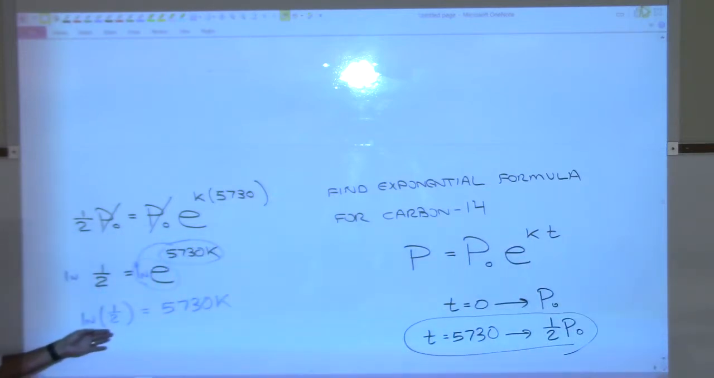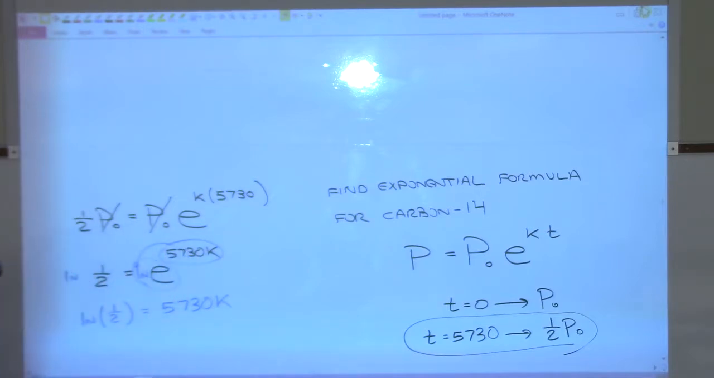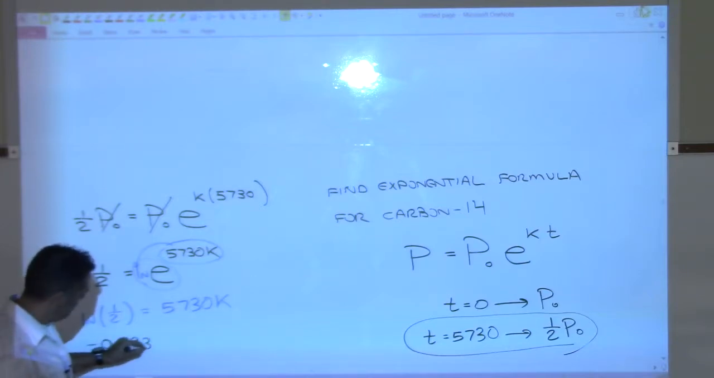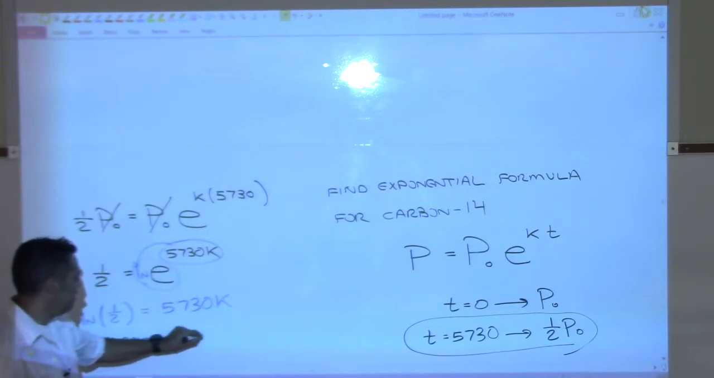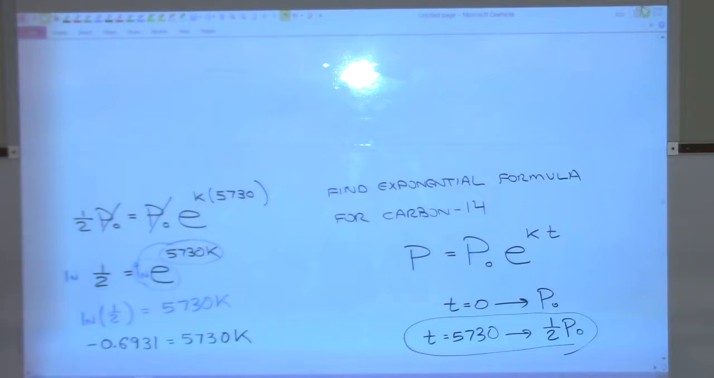Yeah, figure this out, right? Let's figure this out on our calculator. Natural log of 1/2 equals negative 0.06931, equals 5730K. And now divide both sides by 5730. And you get your K.